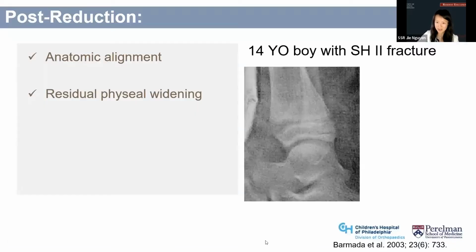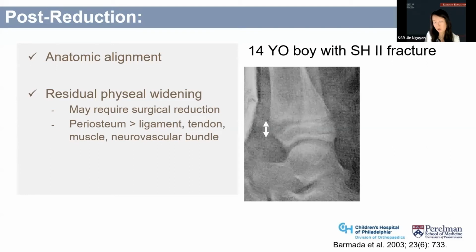So the main purpose of reduction, whether the ED physician does it or they actually go to the OR, is for anatomic alignment, which I think this one is pretty good. It sucks that the cast is over it. You can barely see the fracture, but you know, it's there. But residual physeal widening is one component that you should always have high index of suspicion. And for these, you can see anteriorly it's widened.